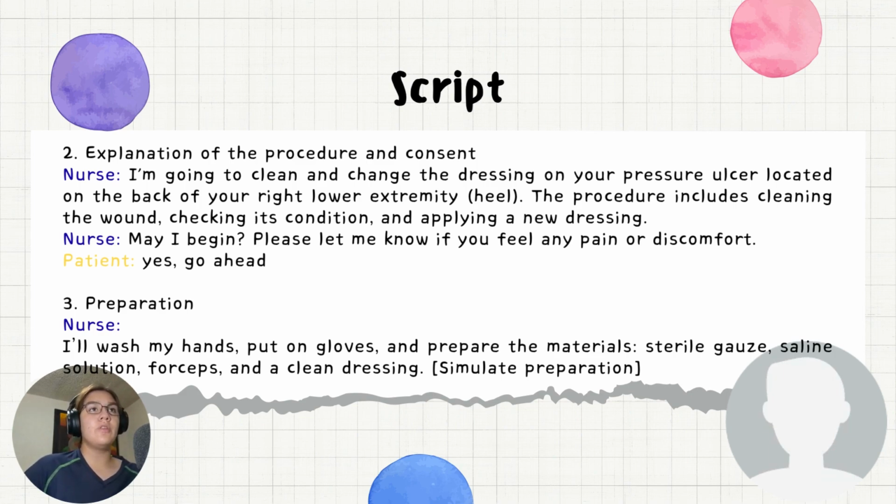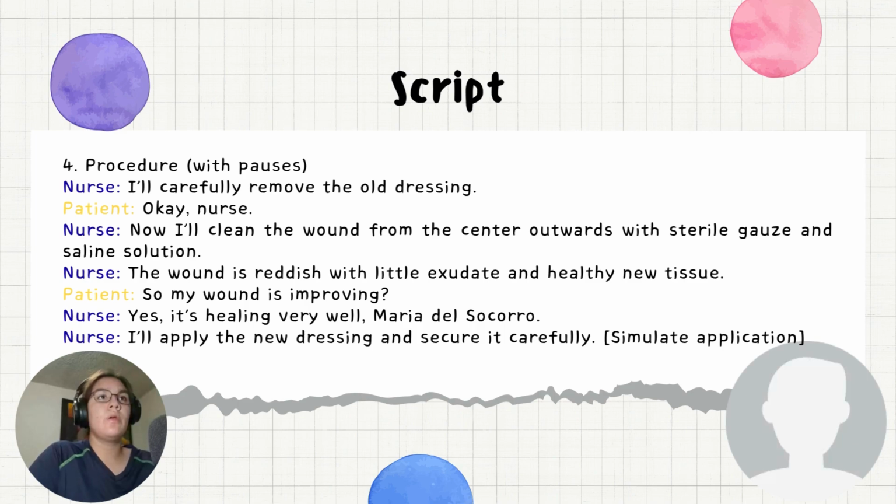For the third part will be the preparation. I'll wash my hands, put on gloves, and prepare the materials: sterile gauze, saline solution, forceps, and a clean dressing. I will be simulating the preparation. And for the fourth part, we'll have the procedure with pauses. I'll carefully remove the old dressing.